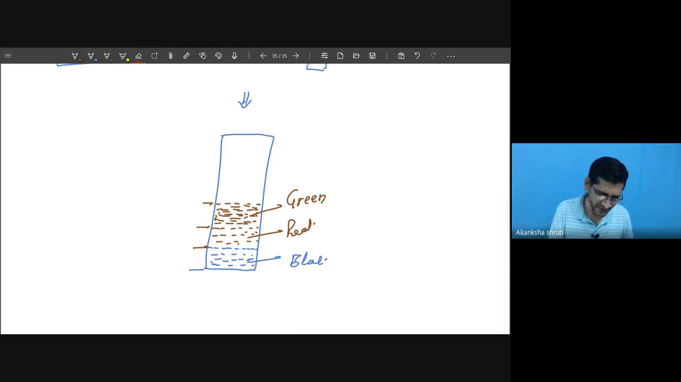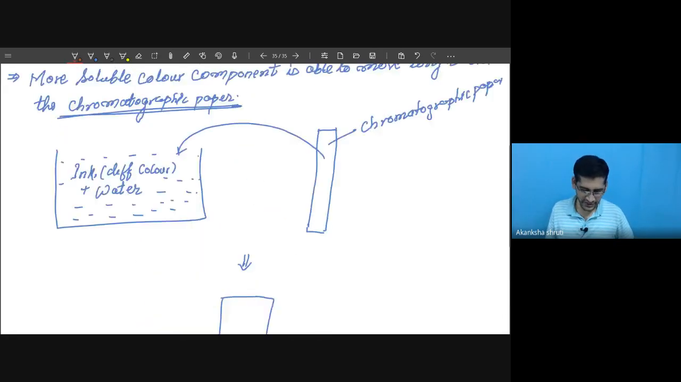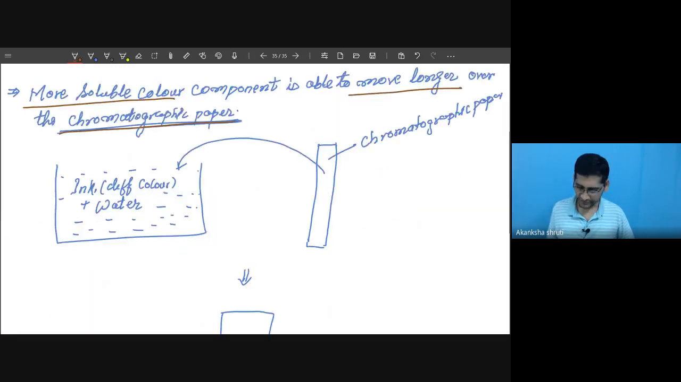Are you getting this point? So this is one color component, the first component. This is your second component, this is your third component, and the water is ultimately dried. The first component is your blue color, the second component is your red color, the third component is your green color. Are you getting? So this way we can separate it. So the principle is that the more soluble color is able to move longer over this chromatography. This is the only principle.